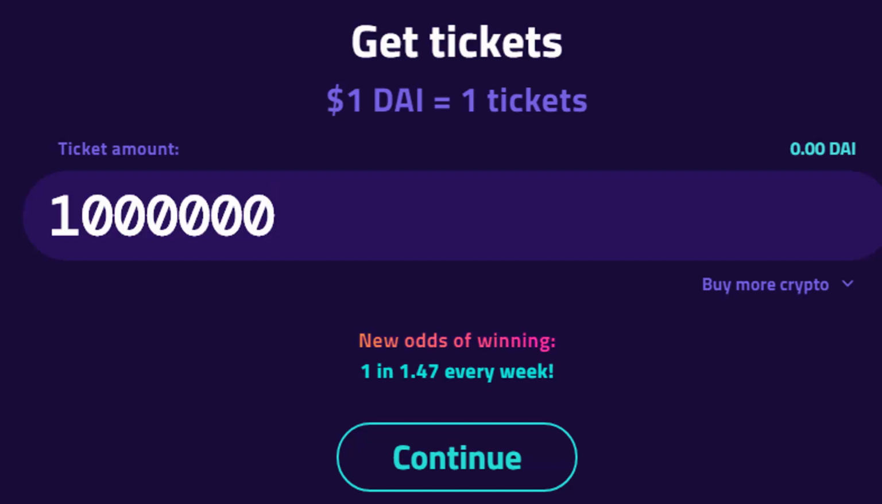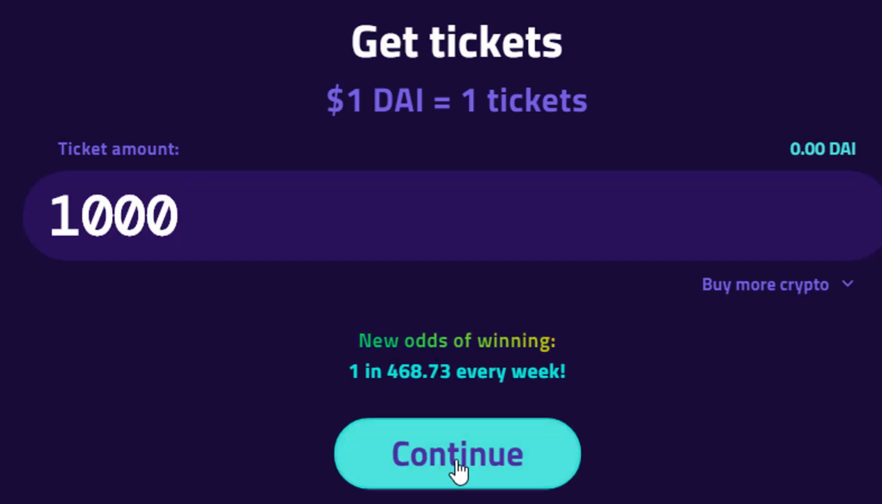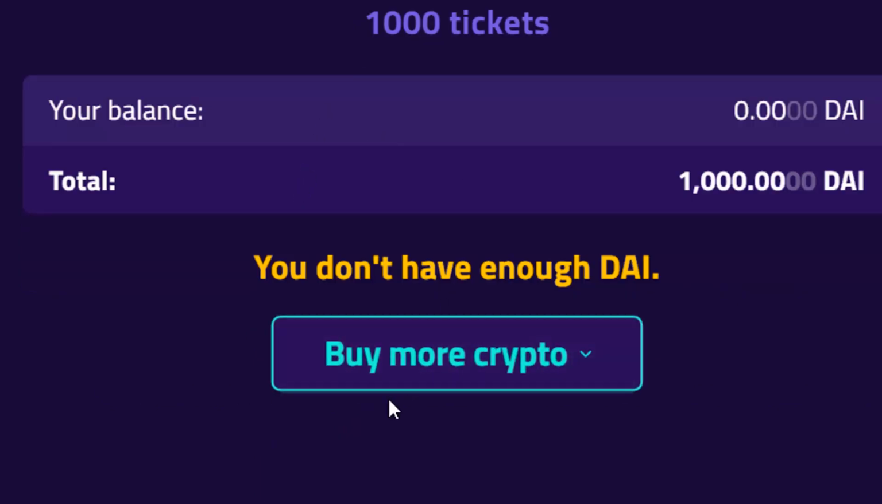I don't know. If you trust this, could be a good deal. But obviously not everyone's going to put in 1 million. People will probably only put in 100 or 1,000. 1,000 is still pretty good odds. 468 is still better than the lottery, right? And then you just click continue, and then obviously you're going to have it in your account.